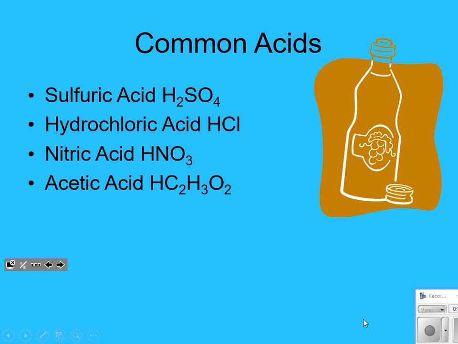Acetic acid has the acetate polyatomic ion, C2H3O2. Acetate polyatomic ion is a -1 charge. There's only 1 hydrogen with it. So if you have your polyatomic ion sheet, that might help you remember these as well.